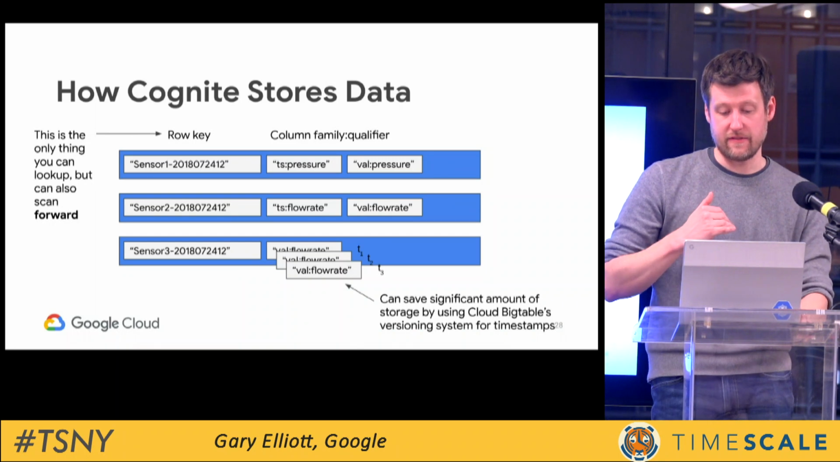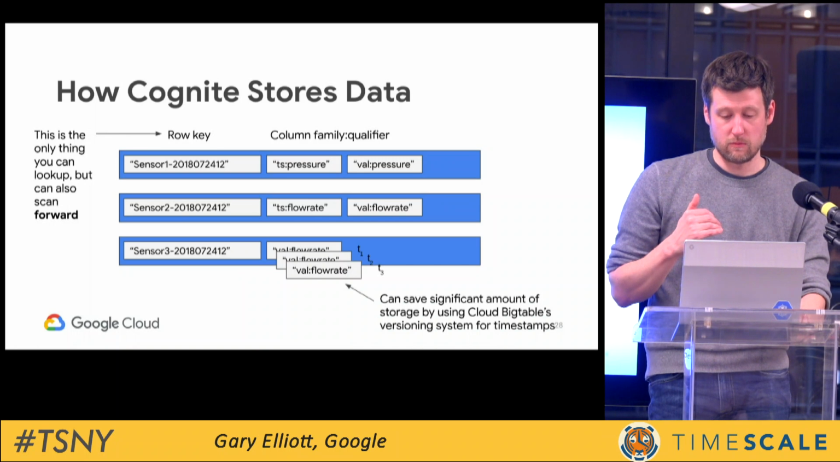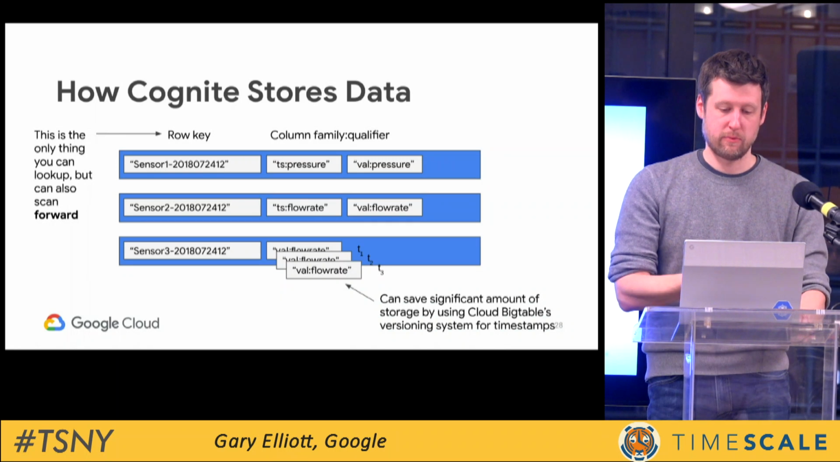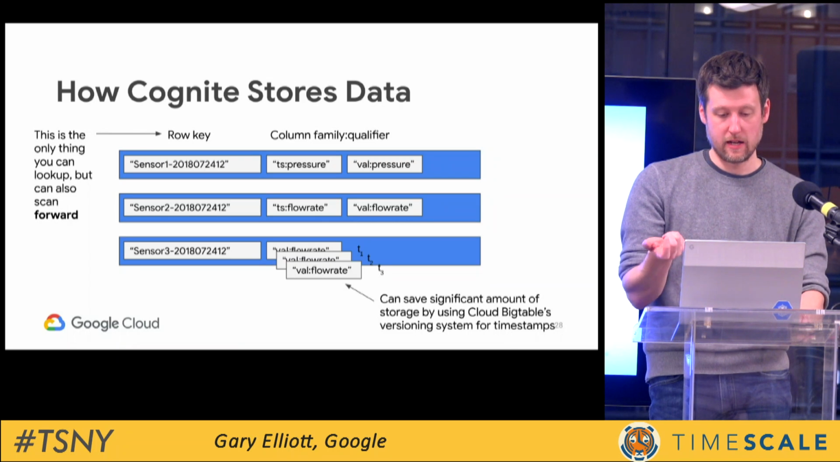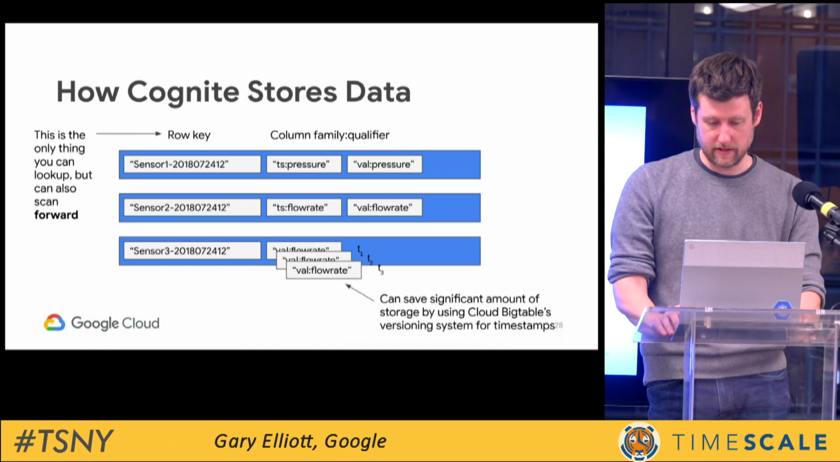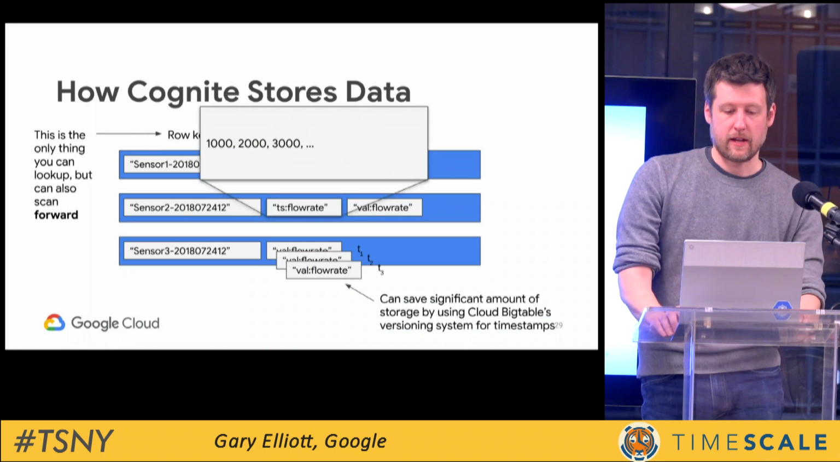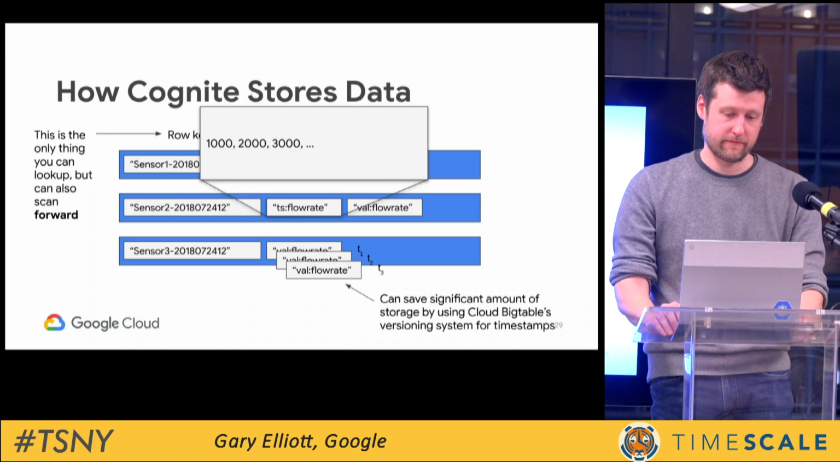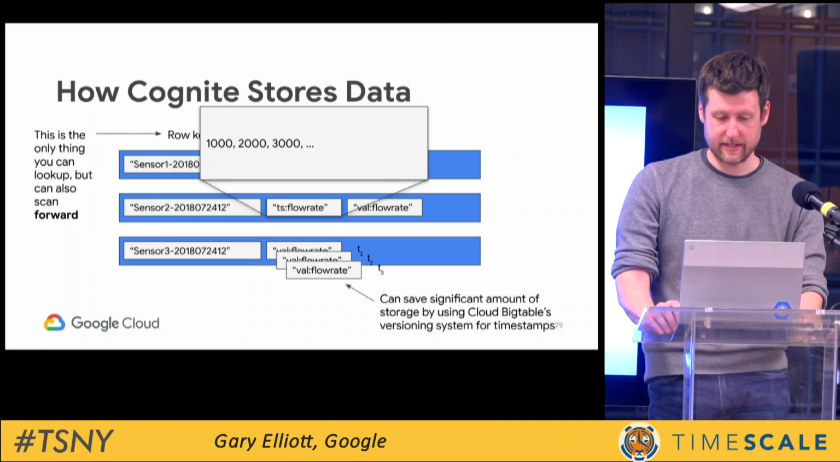And they found this a very efficient way to store data in Bigtable, versus putting the actual timestamp in the column qualifier, which is what OpenTSDB does, as a different example. And so then they're going to have multiple values within each column in each row, and they're going to scan through.